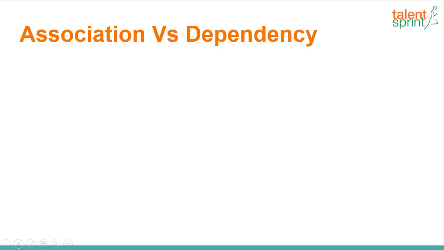Moving on to the next one, association versus dependency. Now these are other core concepts of OOPS. Association versus dependency. How many of you have heard of either one of these, and what do you think they mean? Anyone, any clues? Come on.